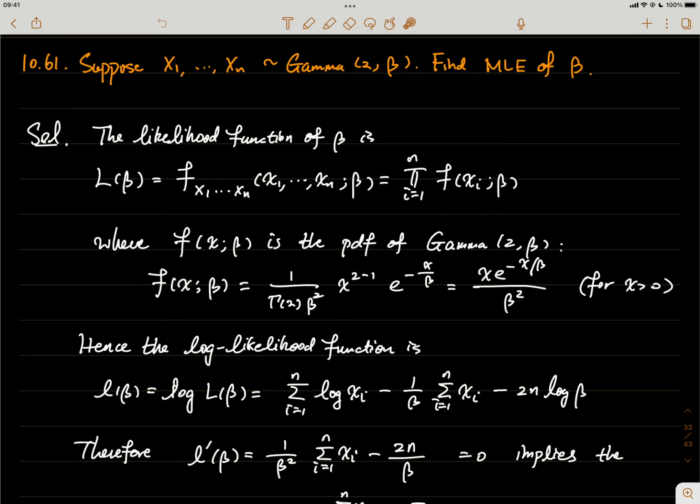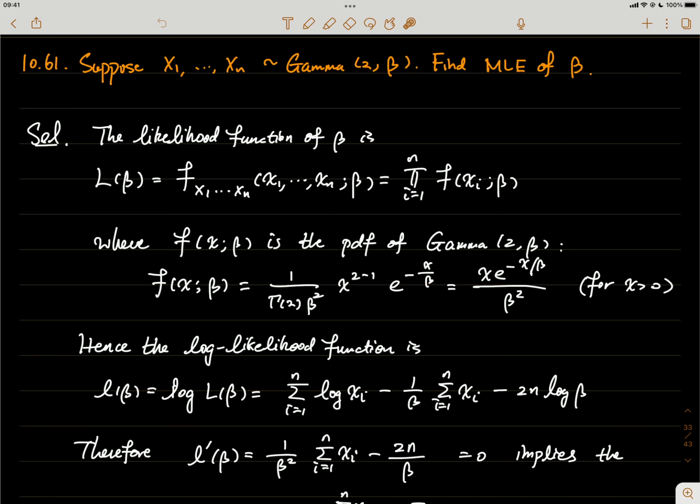But to find the maximizer, we usually take the logarithm. Natural log will be fine for this function. So by plugging this in here and taking a logarithm, we'll get this. Okay, so now to find the maximizer, we just take the derivative of this, set it to 0, and solve for the critical point.